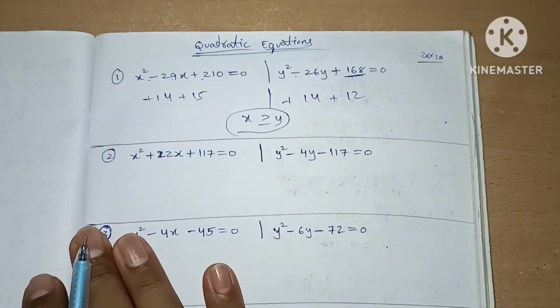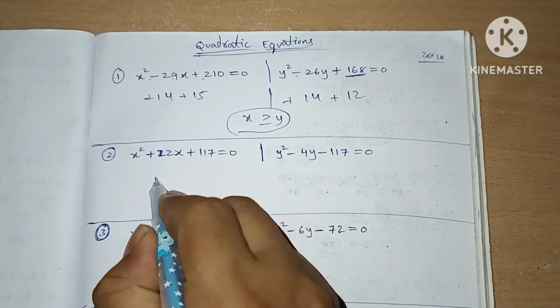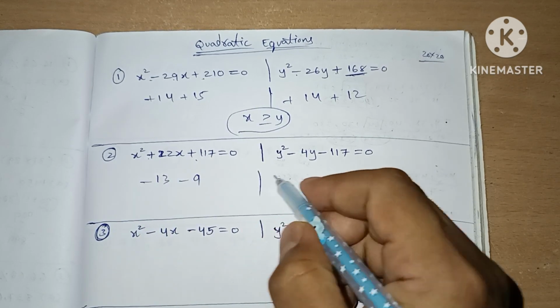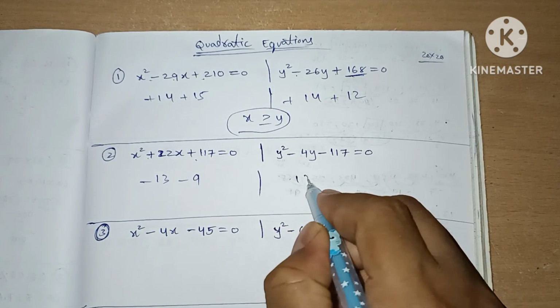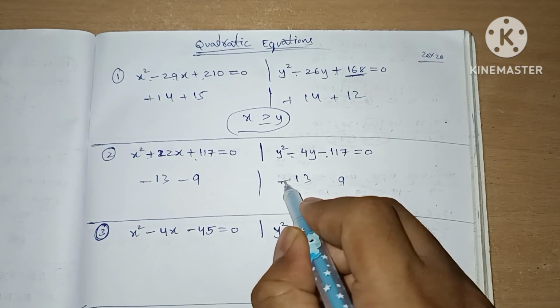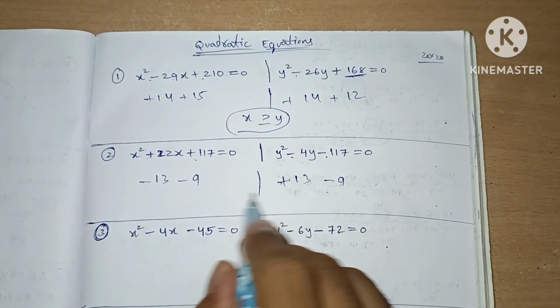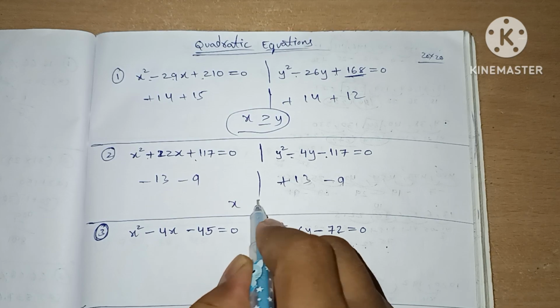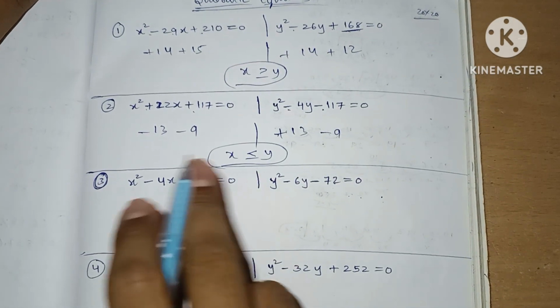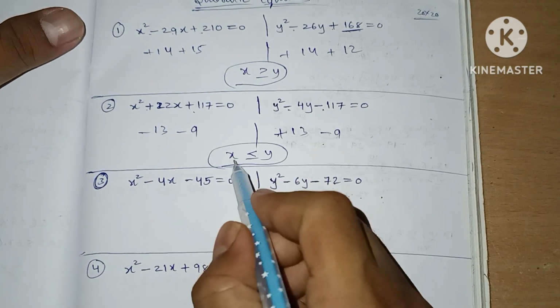Okay, next second question. 117, it is 13 9 times. Plus and plus means the roots are in negative. 117, this is also 13 9 times. Minus and plus means the roots are positive and negative. Now by comparing these two, it is clear that x is lesser than or equal to y. Okay, this much fast we need to compare.